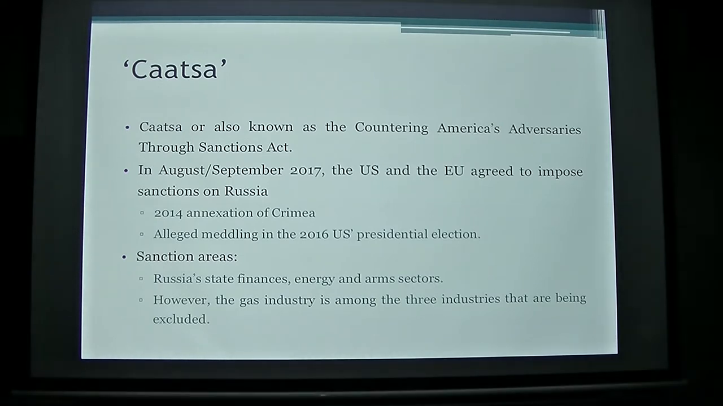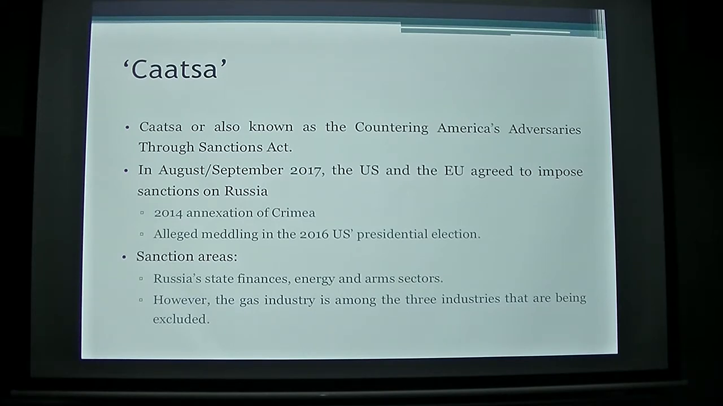Recently, Russia has been imposed with international sanctions by the United States and Europe. It's called CAATSA, also known as the Countering America's Adversaries Through Sanctions Act. Last year, they believed Russia should be sanctioned because of the annexation of Crimea and the alleged meddling in the 2016 US presidential election.